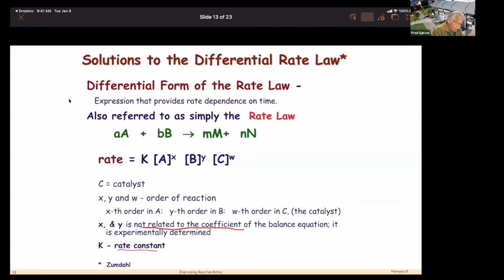And then K is the rate constant. The rate constant has the unit so that when you multiply all of these together, the units of all of these together is equal to the units of rate. And remember, the unit of rate is molarity per time. If the time is in seconds, then it's molarity per second. If the time is hours, it's molarity per hour. So when you multiply all these values together, then you have the same unit as the rate. And that'll be clear when we do some examples.